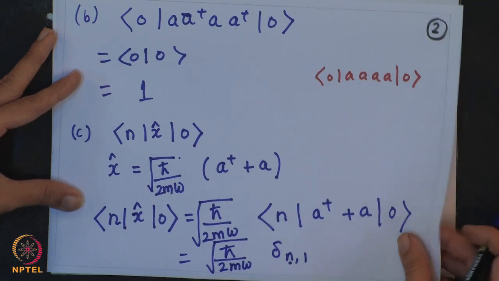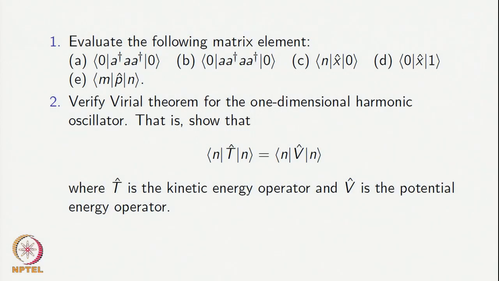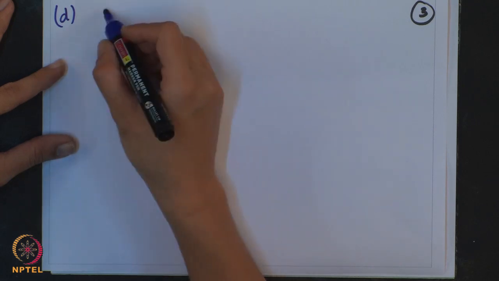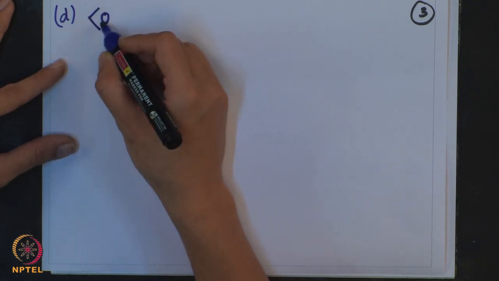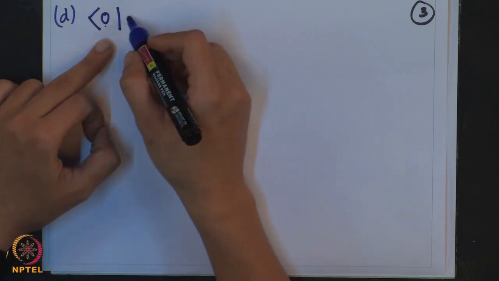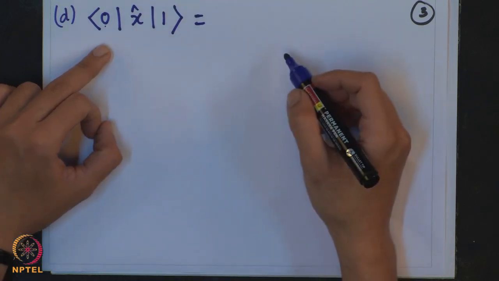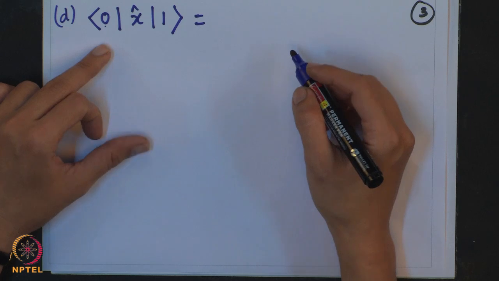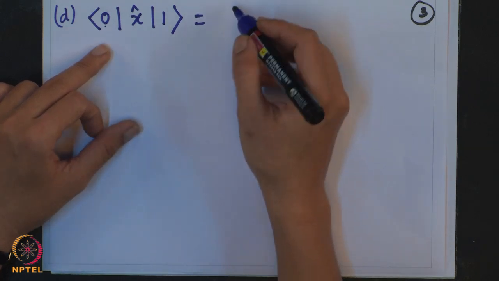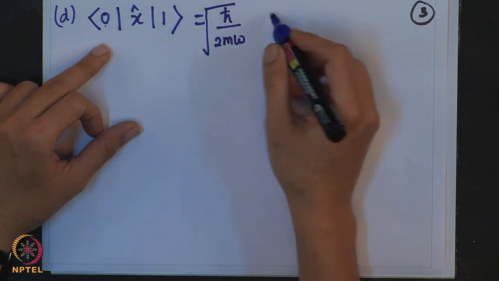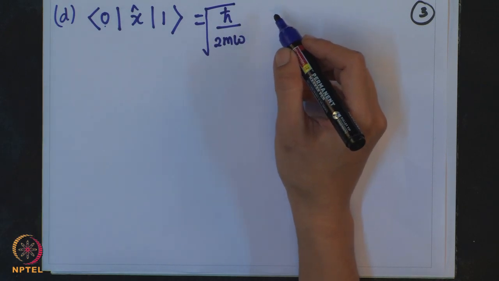Similarly, you can do part D, but there the initial and final states are given to you, which are 0 and 1. The initial state is 1, the final state is 0, so we want bra 0 x ket 1. Here you will use the previous definition of the position operator, with the constant square root of h cross upon 2 m omega, times bra 0 and ket 1.